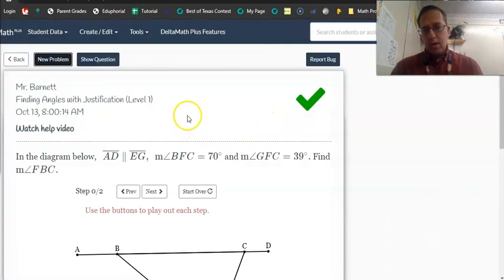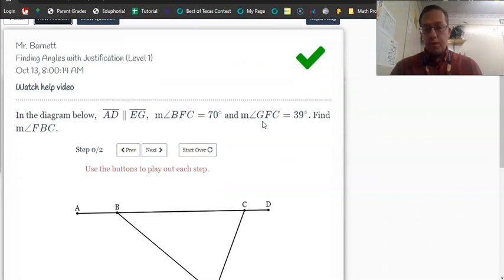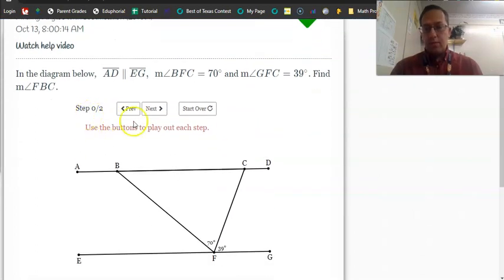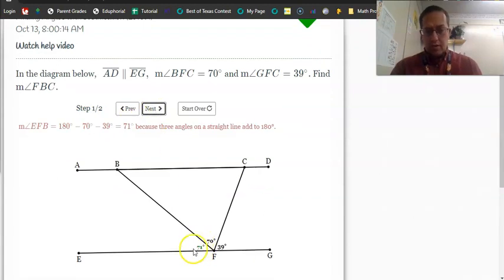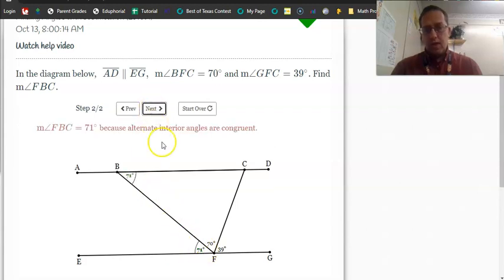Yes. Now, this is not the only way to do it. Notice they did this in 2 steps instead of 3. So what did they do? Well, they found this one here because all 3 of these together have to add up to 180 degrees, right? And if this is 71, this angle is alternate interior to FBC. So we can say, hey, alternate interior angles are congruent to each other, therefore this is 71 degrees.